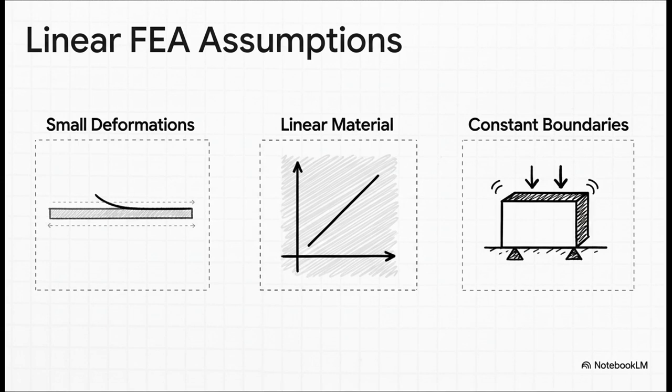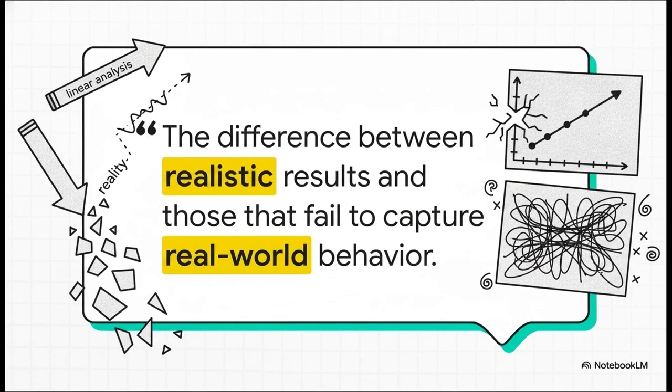First, it assumes that any deformations are tiny, so small that the basic shape and stiffness of the structure don't really change. Second, it assumes materials are perfect little followers of Hooke's law. They stretch, they spring right back, no permanent damage. And third, it assumes that all your connections, all your loads, all your supports, they stay put and don't change throughout the entire analysis. And that right there is the whole ballgame.